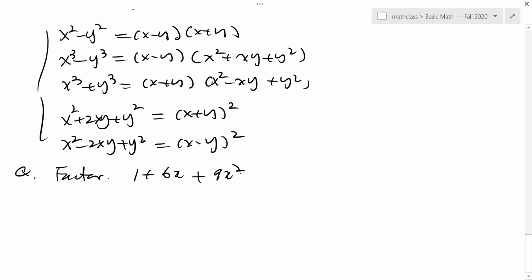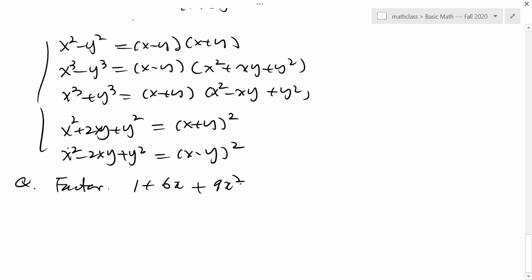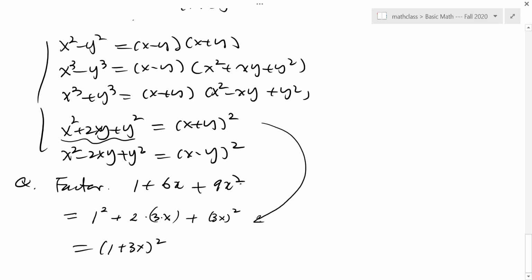Anyone? Erica? It's hard, right? So let's copy. Try to express in this form. So 1 is 1 square. 6 is 2 times 3 times x, right? And the 9x squared is 3x squared. So I think we're done, right? We use the above identity. It can be 1 plus 3x squared. Apply this to here.